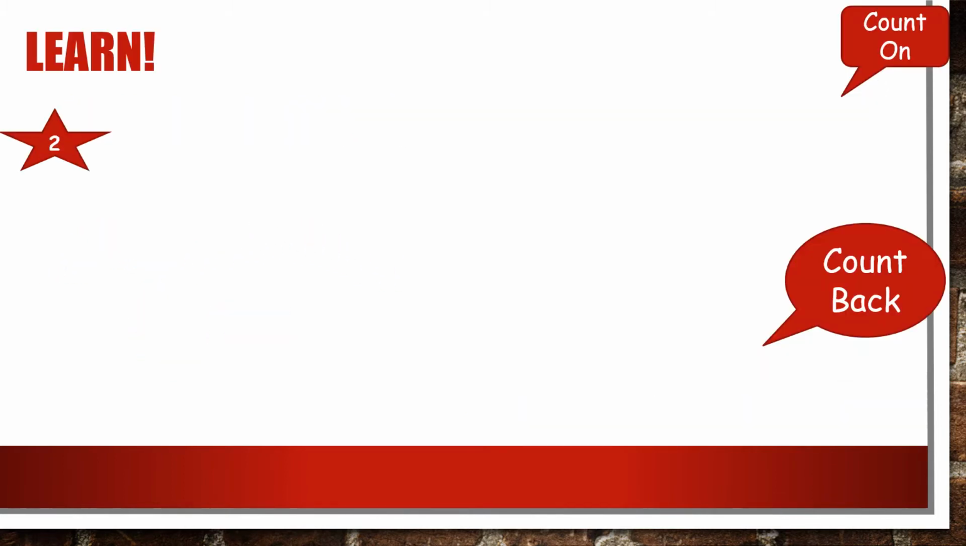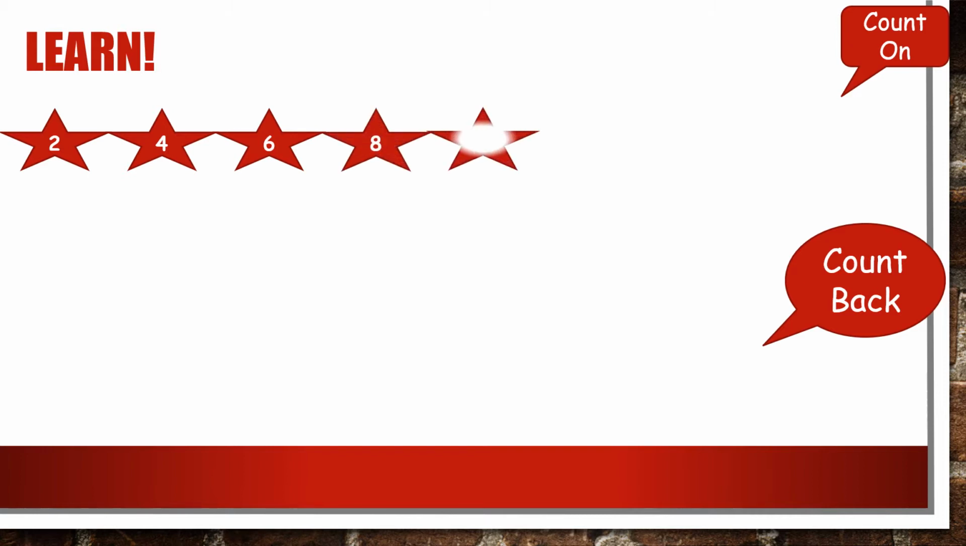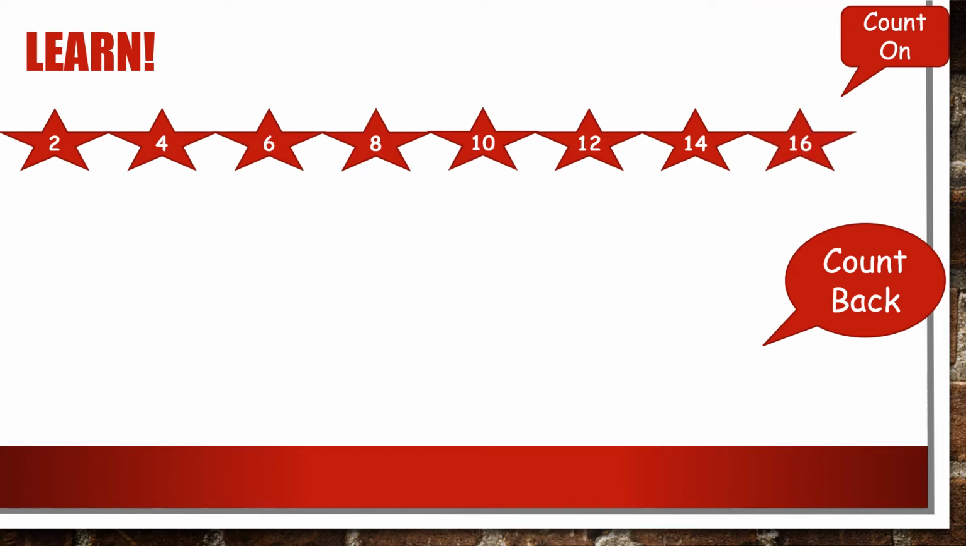Now let's learn again. When we count in 2's, on the number chart, we skip one number and then we take the next number. For example, 1 I skipped, I take 2. 3 I skipped, I took 4. 5 I skipped, I take 6. Like that, the next number will be 8, correct, 10, 12, 14, and what would be the next? Yes, 16 would be the next number when I count in 2's. We all have learned this.